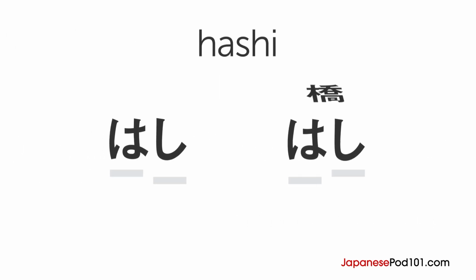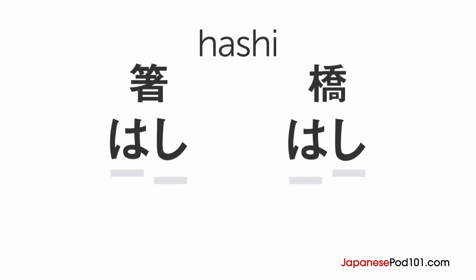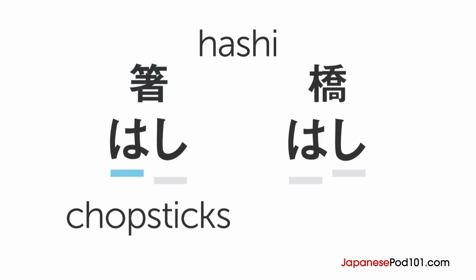Also, we have hashi and hashi. Hashi means chopsticks. It goes from high to low. Hashi means bridge. It goes from low to high. To differentiate between these words with the same sounds, we need pitch accent. This is a key characteristic of Japanese.